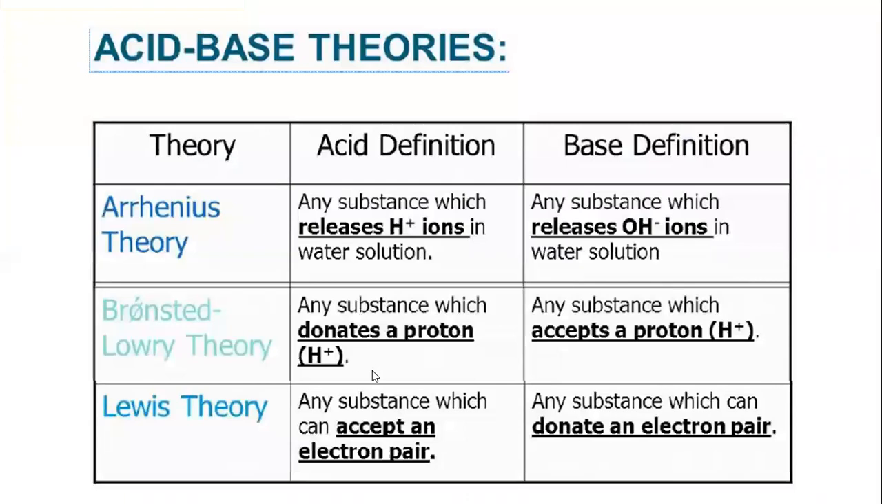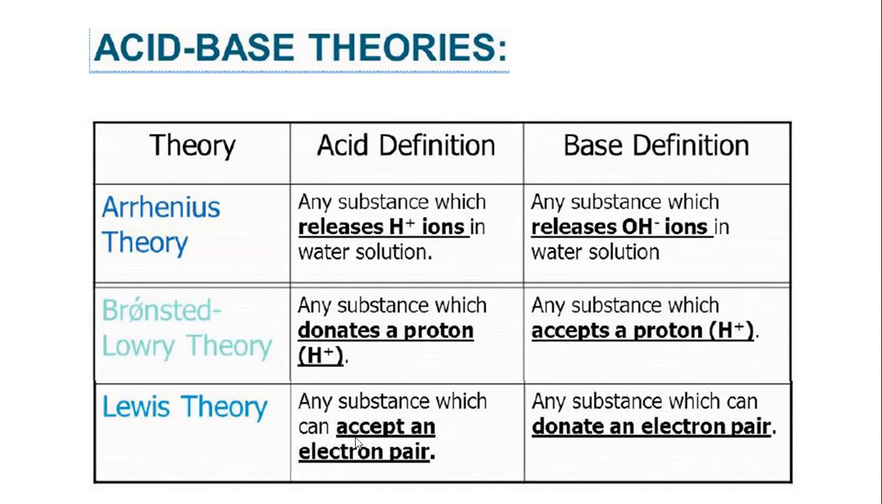So at a glance, this chart is given to you. What is meant by acid-base theories? Different acid-base theories are given. In Arrhenius theory, the acid definition is: any substance which gives H plus ions. The base definition is: any substance which releases OH minus ions. Bronsted-Lowry acid means proton donors, and bases are proton acceptors.